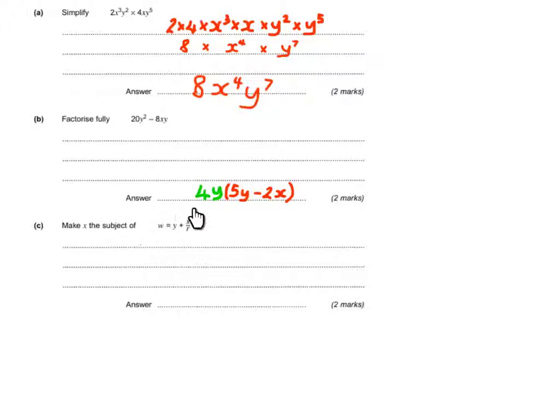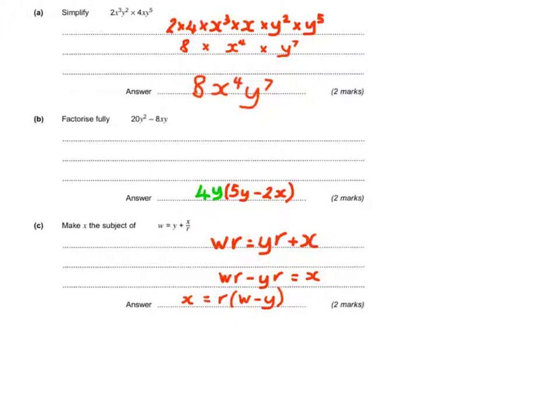Okay, the next one, make x the subject. Well, at the moment x is dividing by r, so the fact that we're dividing something by r is getting in the way. So the first thing I'm going to do is multiply everything by r. So w times r is wr, y times r is yr, and then x divided by r times r makes it just the x on its own.